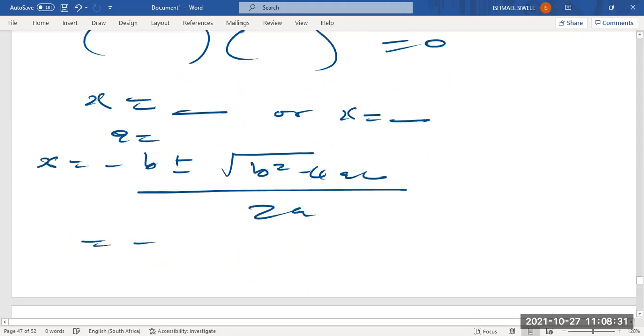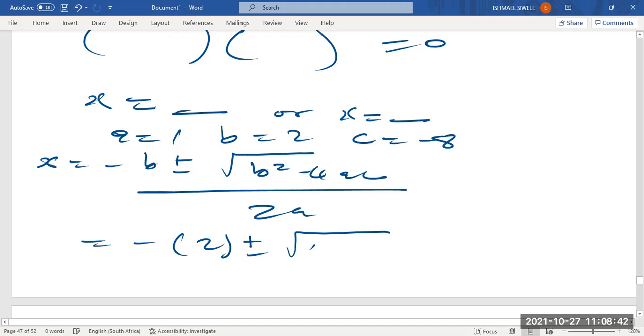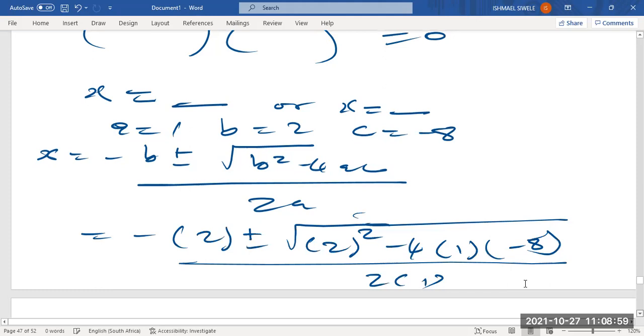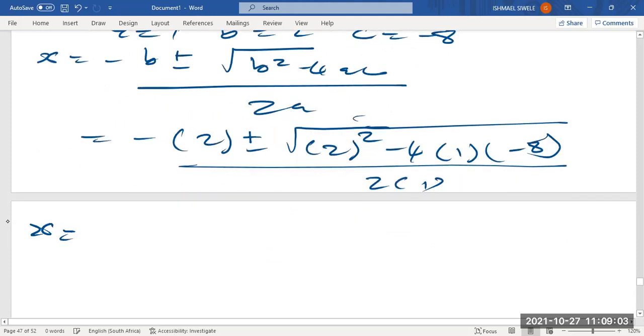Okay, what is my a here? You see it's negative b, right? So I'm going to have negative 2 here plus or minus the square root of b, which is 2, squared, minus 4a, where a is 1 and c is negative 8, all over 2 multiplied by a, and my a is 1. So I'm just going straight to the solution, because I want to save time so that I can have time for the other questions.